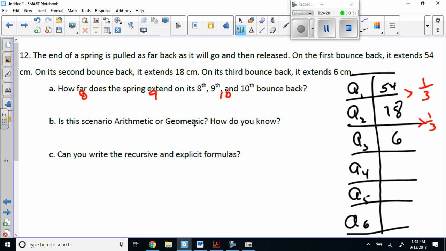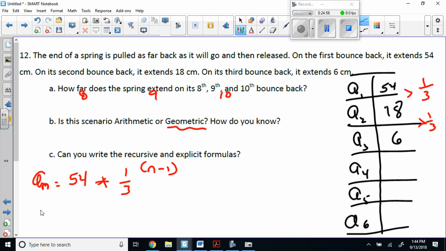Is it arithmetic or geometric? How do you know? It has a constant ratio. It's being multiplied by the same base, right? Y'all with me on that? Can you write it? Well, here we go. A sub n equals 54 times 1/3 to the n minus 1, because it's the first term. Thank you very much.